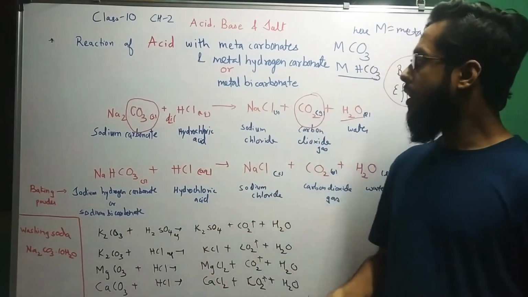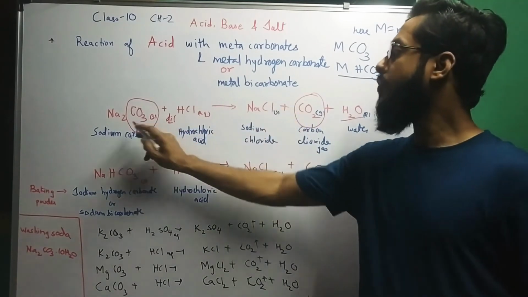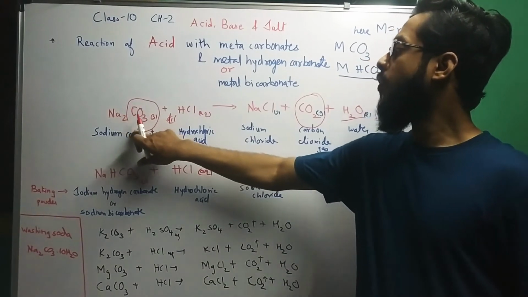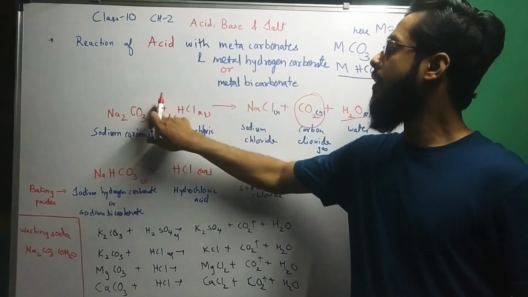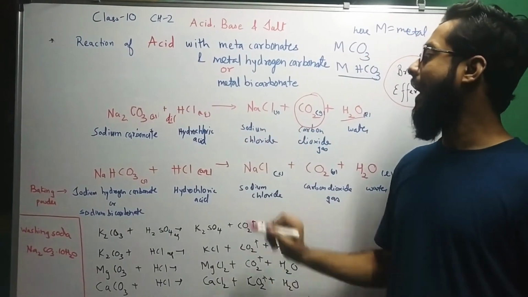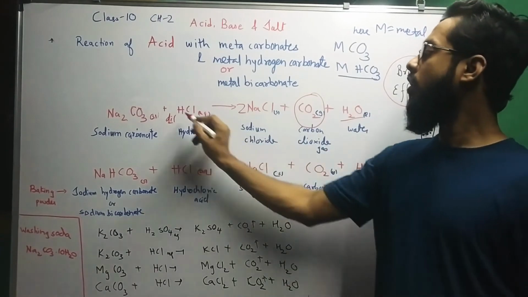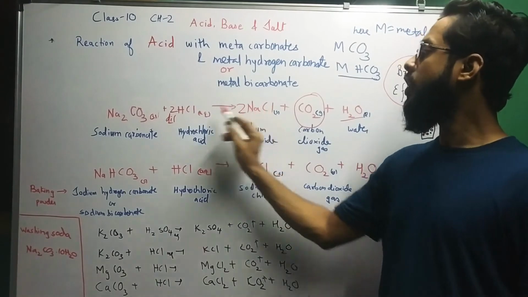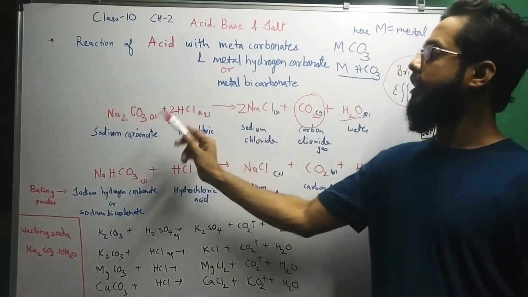Now we have to balance this equation also. Here we had Na2CO3. Here we have just one Na on the other side, so I will put 2 over here. We have H2O, and I will put 2 in front of HCl. And everything is balanced: 2 Cl, 2 Cl, 1 carbon, and 3 oxygen.